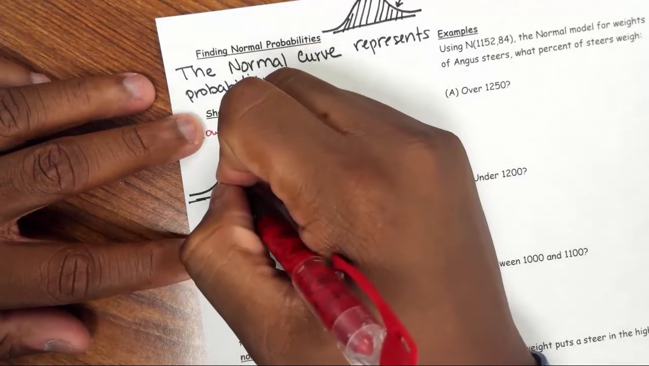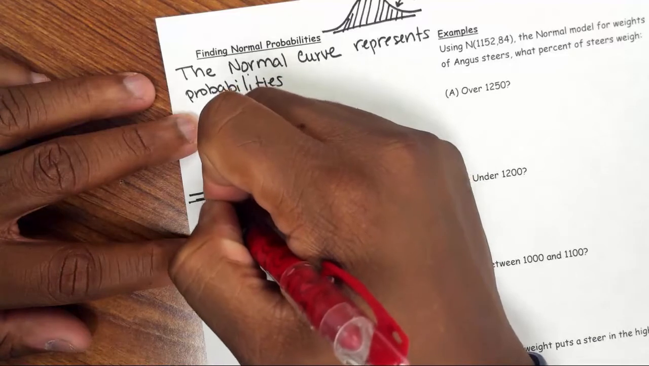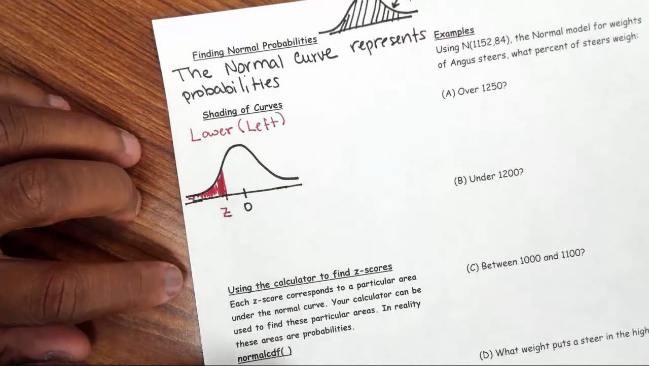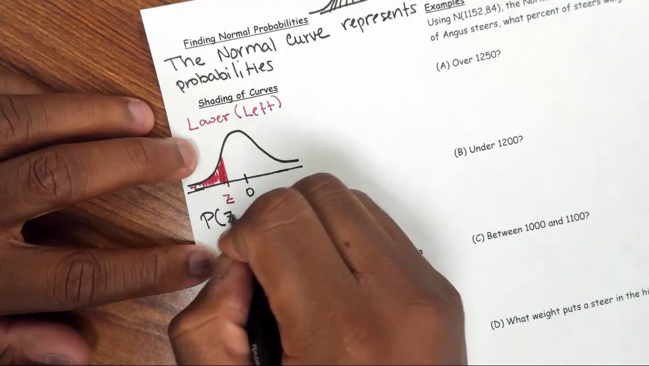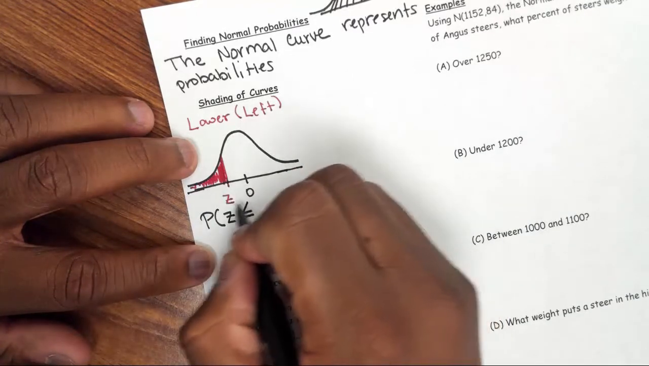Whatever the z value is, a left curve means you're shading it to the left. So you're finding the area in the curve that is to the left like this, or the lower area of the curve. When you have a problem like this, your probabilities will look like this. The probability that z is less than or equal to whatever this z-score is right here.